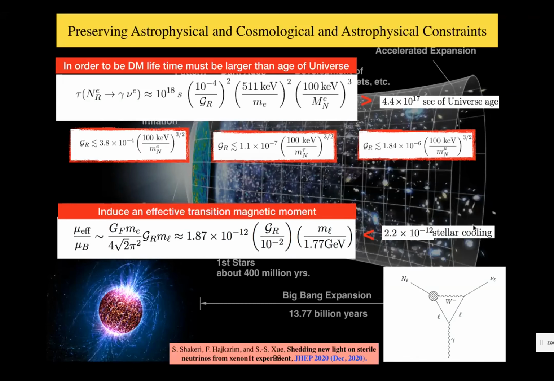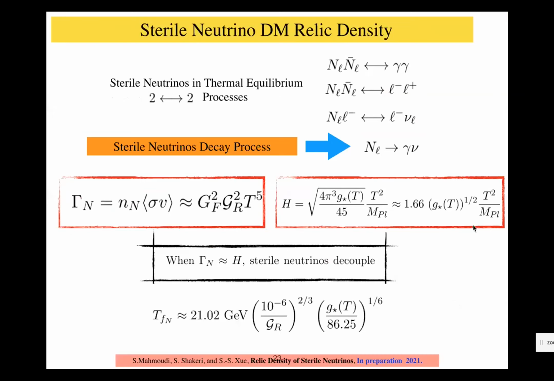And also, according to this new electromagnetic vertex, we could have some energy loss due to these new interactions in the stars. We showed that our fitting for the xenon result can preserve both the astrophysical and cosmological constraints.